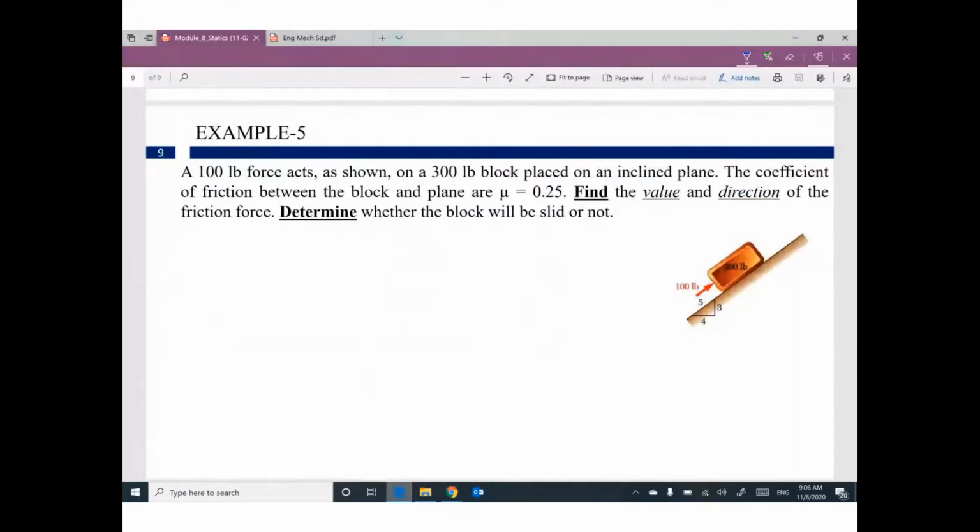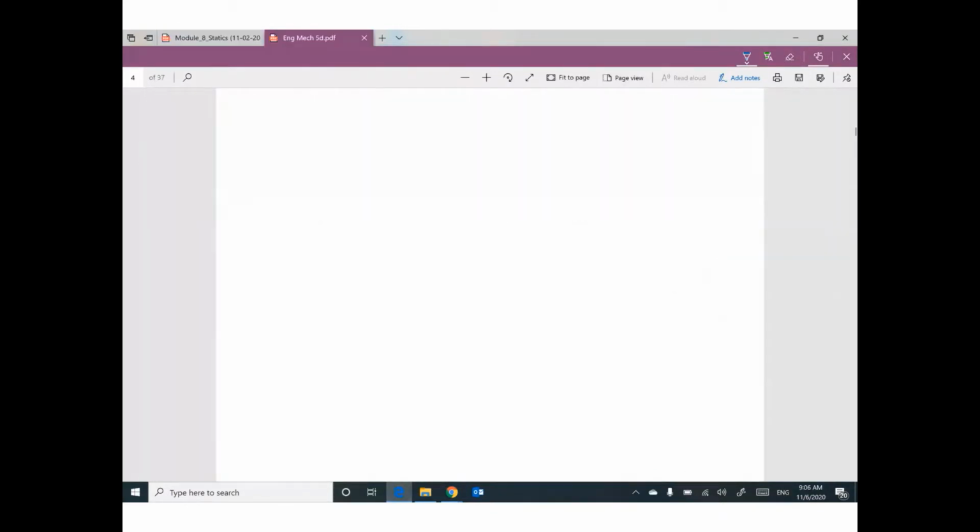I will start with this example. But before starting this example, I would like to remind you of something. Guys, you have to remember all the time, if we have an inclined surface with angle theta, and you have an object, and this object has weight, this weight is all the time in a vertical direction, down.